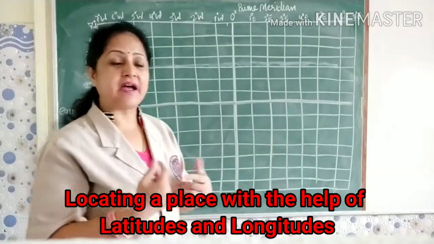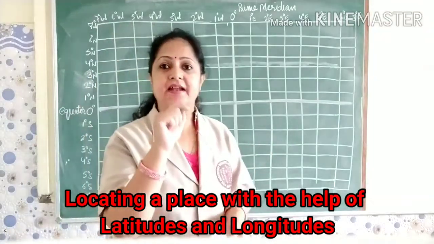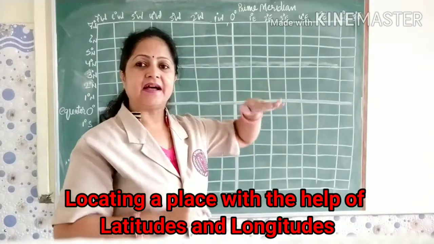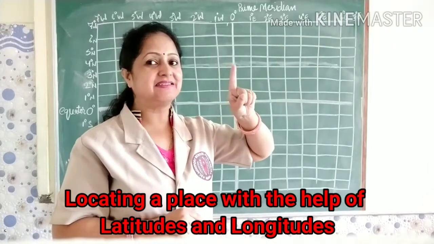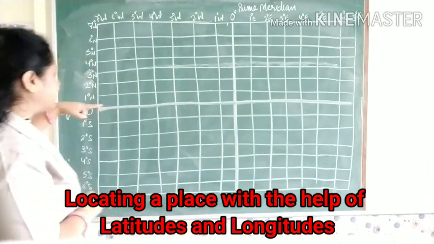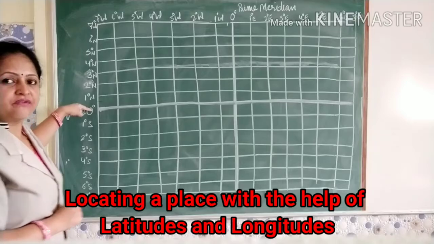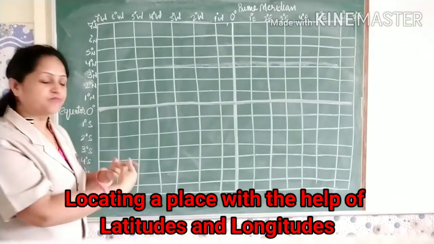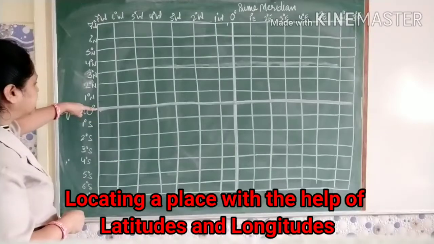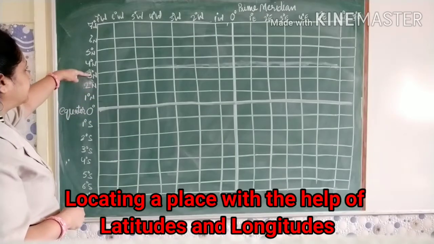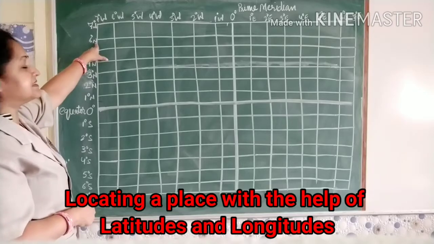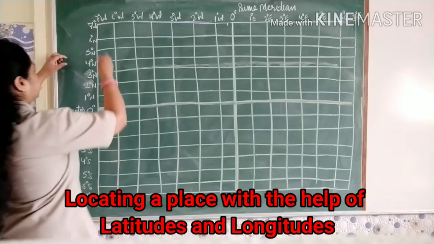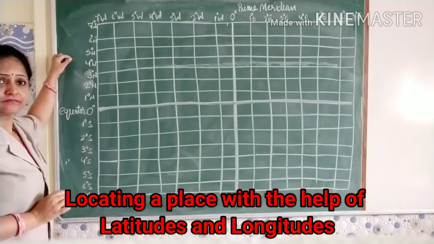So first of all we have to find out 6 degree N, which means we have to locate the place in the northern hemisphere. N means northern hemisphere. From the equator, first of all we will locate the place, we will find where our 6 degree N is. From the equator, this is our 0 degree, 1 degree, 2 degree, 3 degree, 4 degree, 5 degree, and this is our 6 degree. Now we found our 6 degree N.